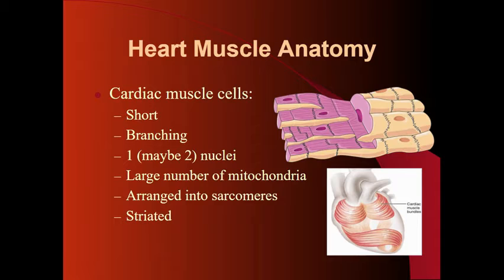Muscle cells of the heart have a large number of mitochondria. Remember, the heart can't rest or take a break, and so it needs a constant supply of energy, which is supplied by the mitochondria. The muscle cells are arranged into sarcomeres and are striated. So they have a similar structure to skeletal muscle, but cardiac muscle is involuntary.